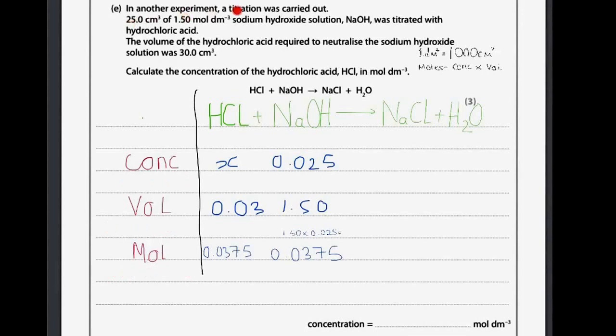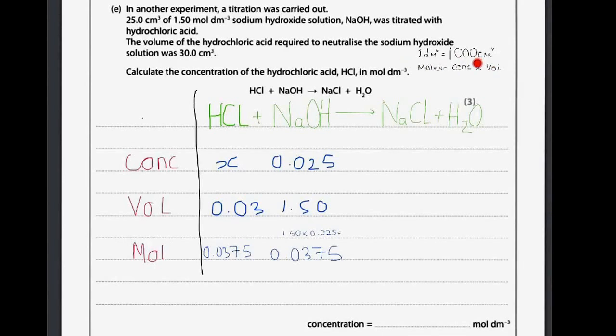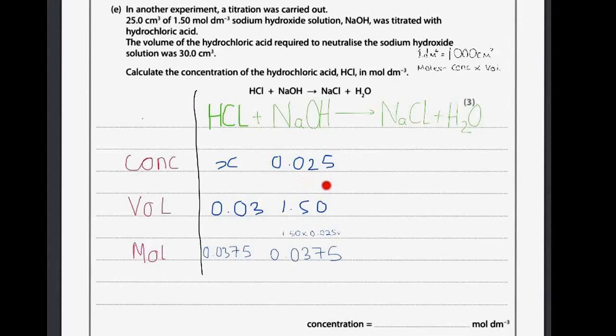Here we have a lot of information that we could be using. The first thing we can use is 30 cm cubed. We always use dm cubed, and here it says 1 dm cubed is 1,000 cm cubed. So the only thing we have to do is convert the units. We do 30 divided by 1,000, which gives you 0.03. We're also given 25 cm cubed, which we also need to convert into dm cubed. If you divide this by 1,000, you get 0.025.